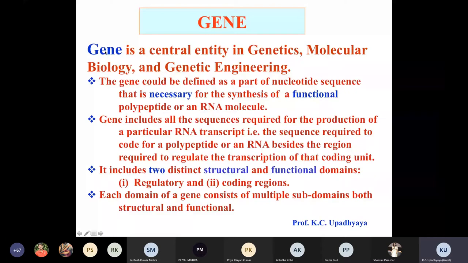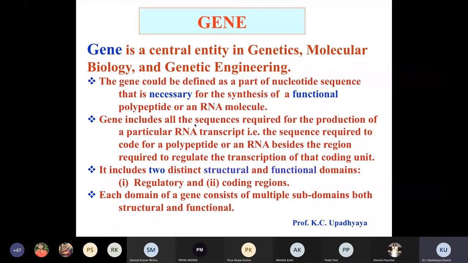So let us define, how do we define a gene? We can define a gene as a part of the nucleotide sequences. This definition reflects the present knowledge. So this is a part of the nucleotide sequences that is necessary for the synthesis of a functional polypeptide or an RNA molecule. What we are saying is that the end product of a gene could be a protein, or the end product of the gene could be an RNA molecule.